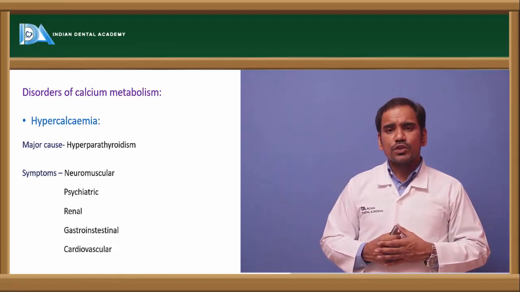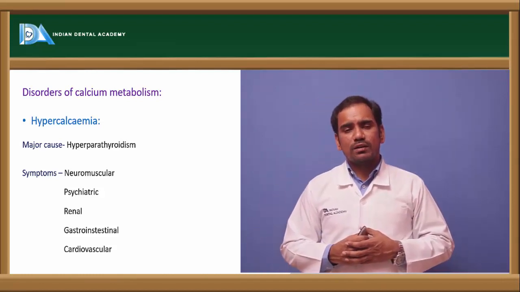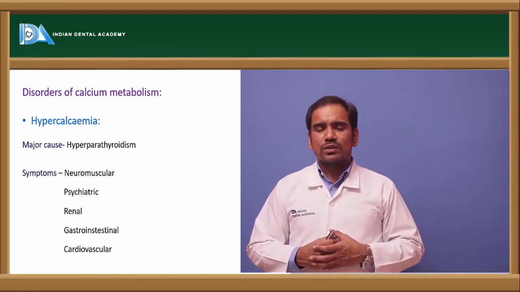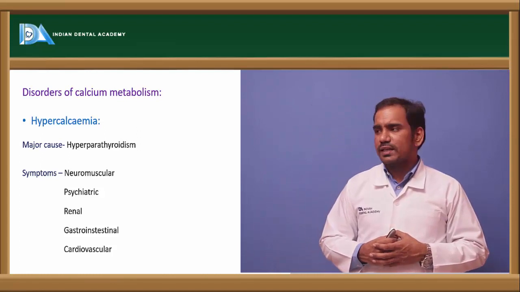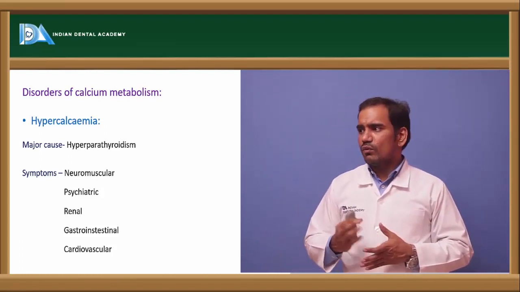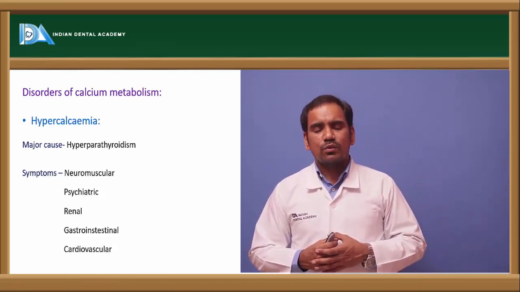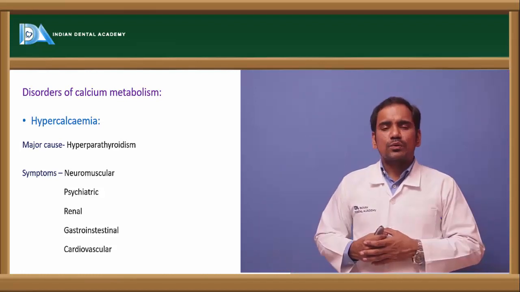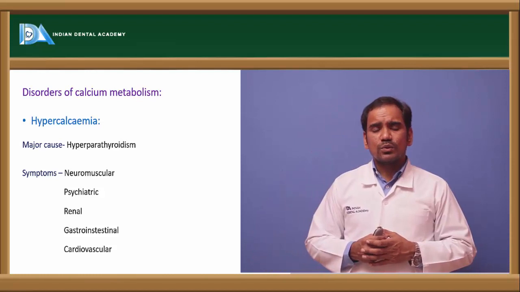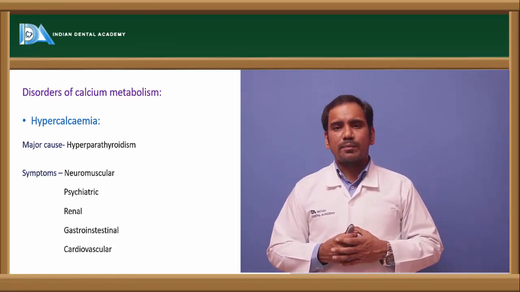So what are the symptoms of hypercalcemia? There are neuromuscular features like muscle weakness and tiredness. Those are the important neuromuscular features seen in case of hypercalcemia. And apart from that, we have one more feature, psychiatric. Those persons who have hypercalcemia have confusion, right, and agitation. Those are the important psychiatric features in case of hypercalcemia.